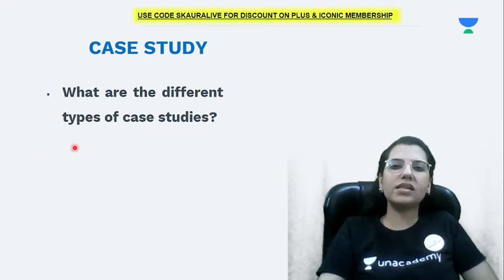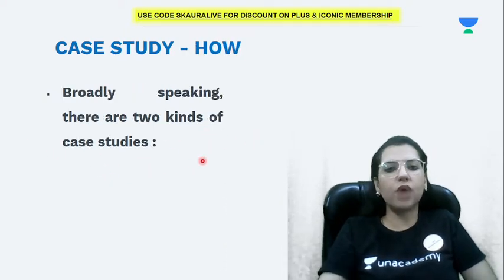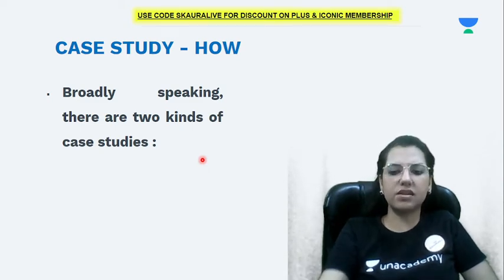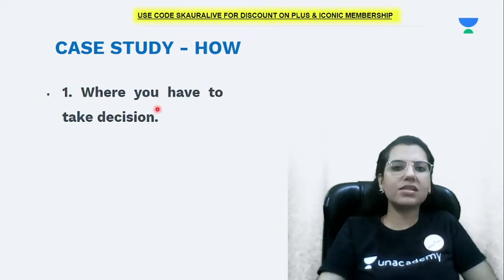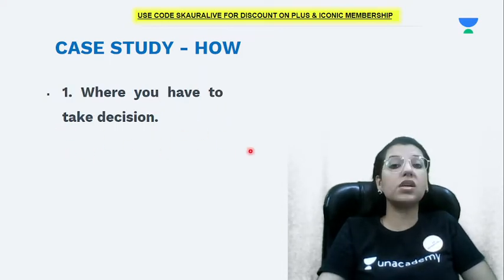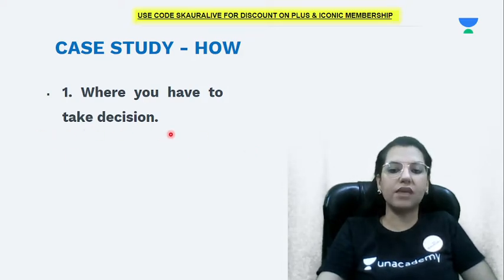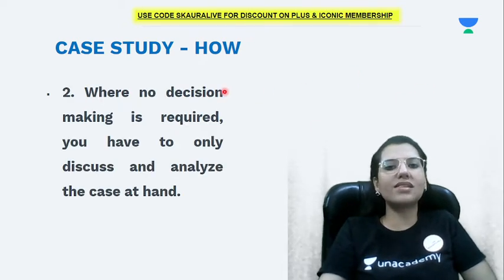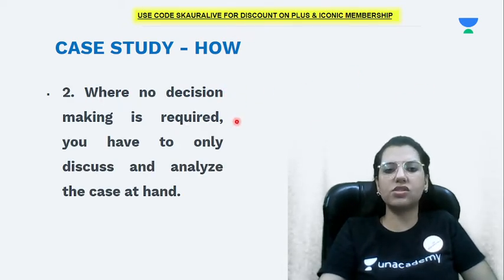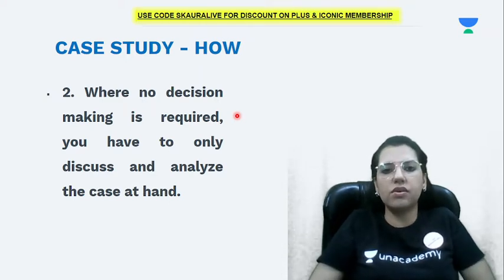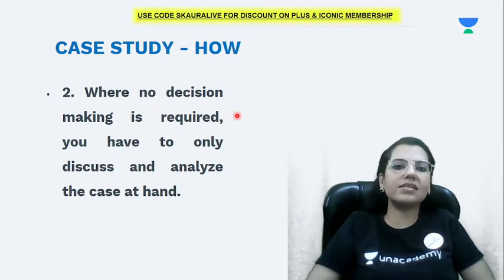Now, what are the different types of case studies? What all case studies are there? So broadly speaking, there are just two kinds of case studies. Case studies where you have to take decision, where you are evaluated on your decision making abilities, right? Next, where no decision making is required. You don't have to make some decision. You have to discuss and analyze the case at hand. A case has been given to you. You don't have to take any decision over it. You just have to discuss and analyze this case at hand.